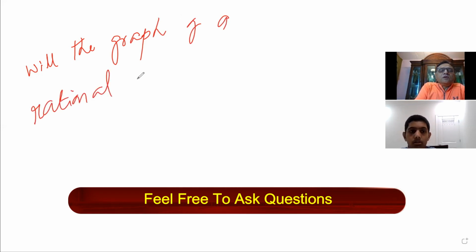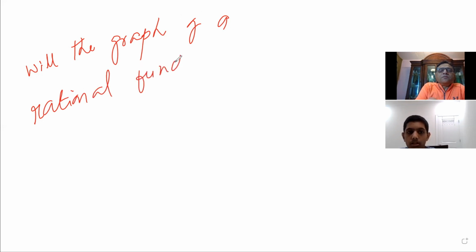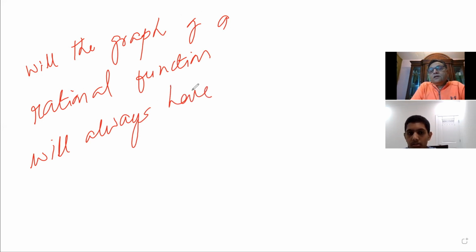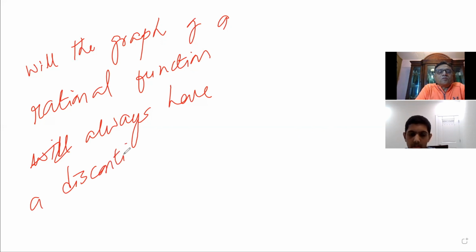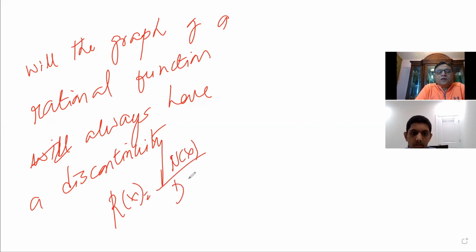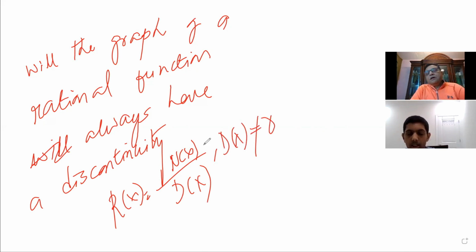No. Give me an example. Let's say x plus 1 over 2x plus 7. There's no common factor there. No, but a discontinuity is there, a vertical asymptote. Will the graph of a rational function always have a discontinuity? We are saying a rational function is of the kind numerator divided by denominator, both are polynomials. So we are saying d of x should not be equal to 0.